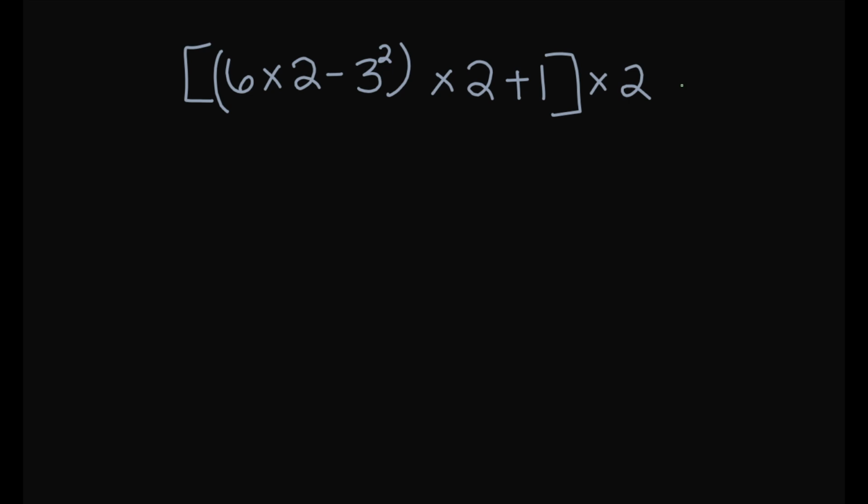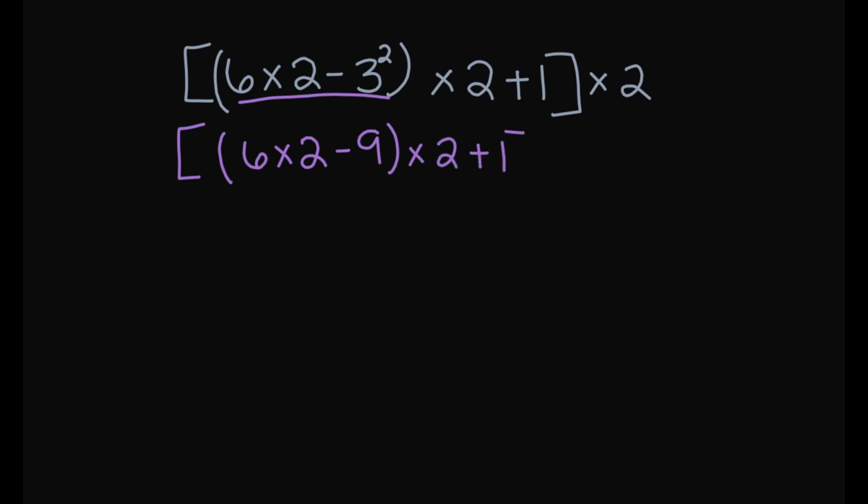Let's look at this example here. So we have parentheses and brackets in this example. First thing we're going to do, let's go ahead and start with this parentheses first. So I'm going to do my bracket, and I'm going to do 6 times 2 minus 3 squared. 3 squared is going to equal 9. I'm going to close my parentheses, and then we have times 2 plus 1, bracket, times 2 again.